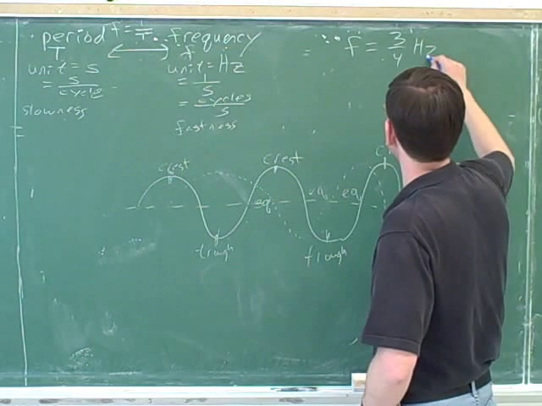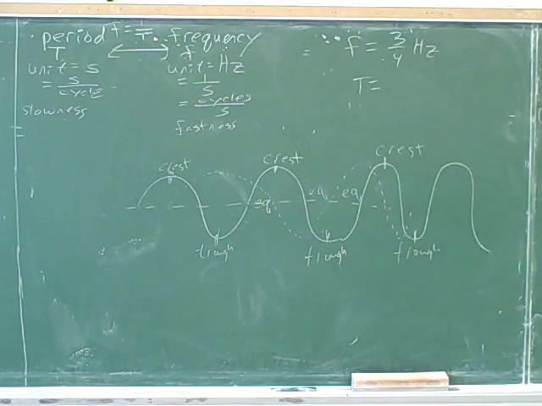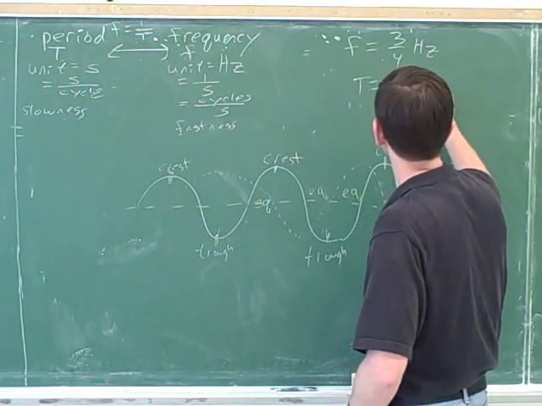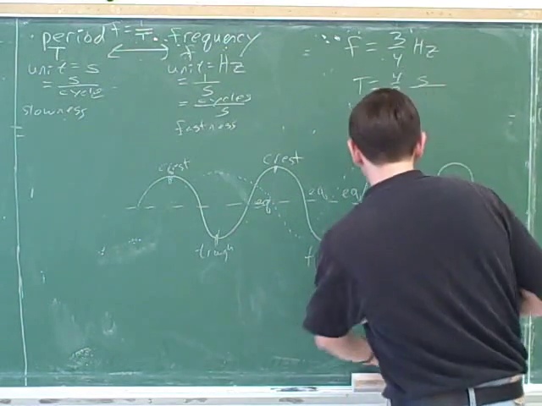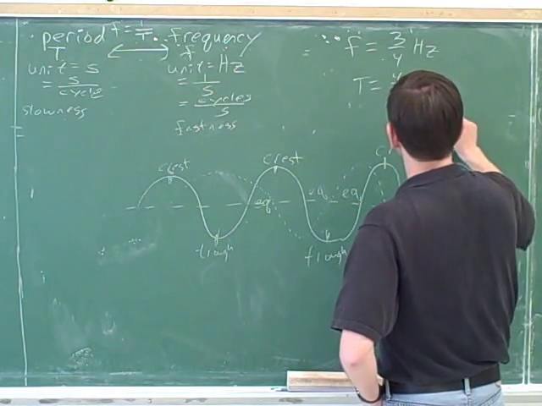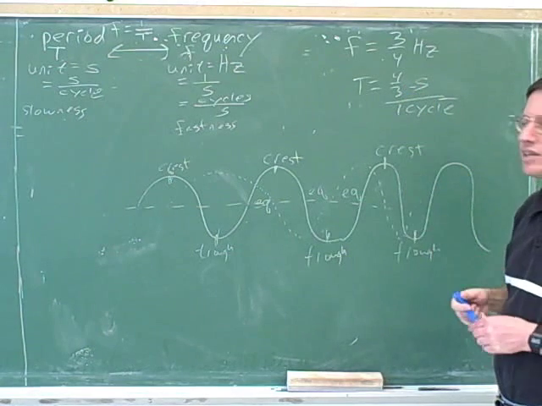So if the frequency is 3/4 hertz, how will we find the period? So it's 1 over 3/4 second for 1 cycle, right? To do 1 cycle takes 4/3 of a second.